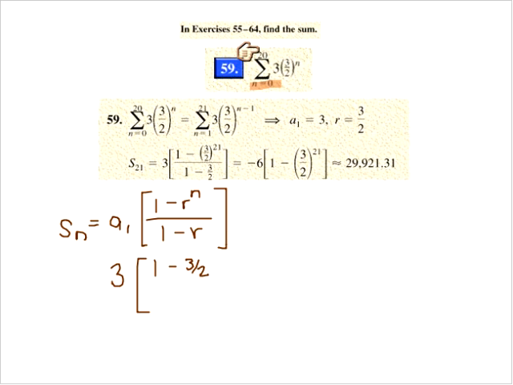And n is the number of terms. So between 0 and 20, there are 21 terms. That's a little bit different because usually we're used to working with 1 to some number. This time it is from 0. Notice that change. It's a little bit different than what we were used to working with in the past. So I have to tack on that extra term there. Okay, and now I'm going to divide by 1 minus r.